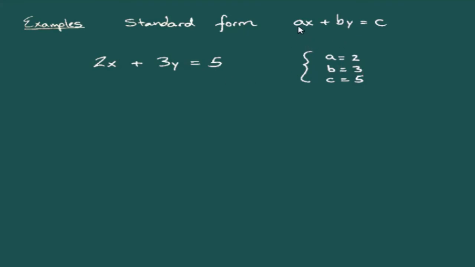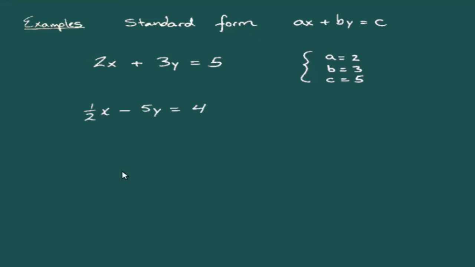We can really think of a, b, and c in these forms as being parts in a play. We may have different actors playing different parts in the play. And so here we can think of the role of a being played by the number 2. The role of b is being played by the number 3. And the role of c is being played by the number 5. So here's one example that we might see of standard form.